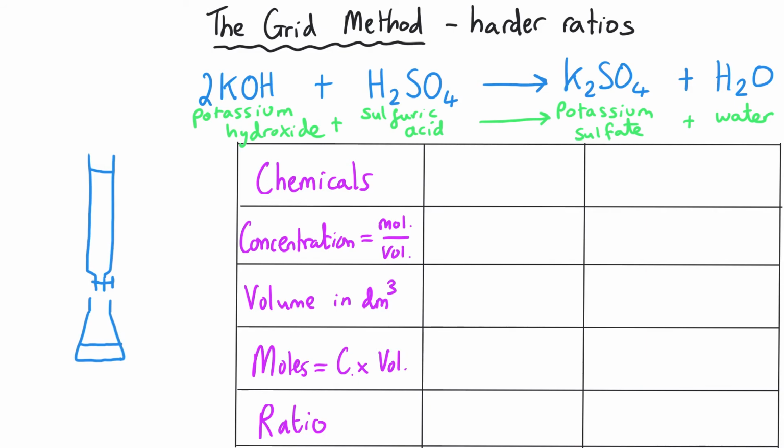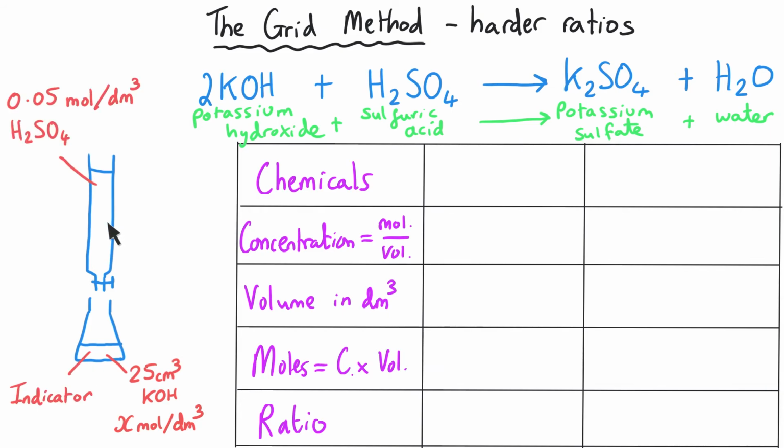We're just going to take a look at one more example. It's a more difficult example because the mole ratio from the equation is different. In this example, let's say we've got 25 cubic centimetres of potassium hydroxide of an unknown concentration in the conical flask, and in the burette we have sulfuric acid this time, and we add that sulfuric acid, which has got a concentration of 0.05 moles per decimeter cubed, into the conical flask, swirl it until the indicator changes colour.